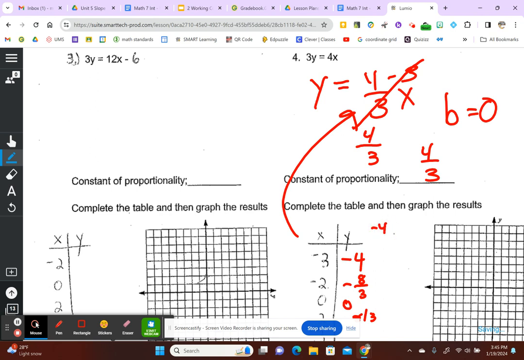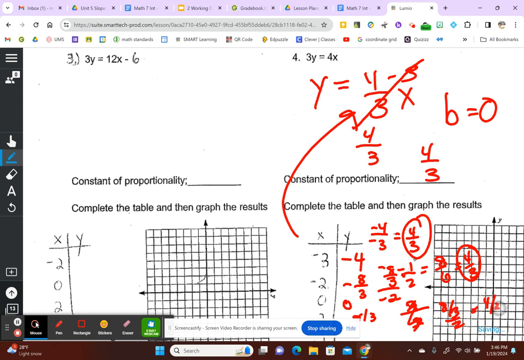Now, when I put -4 over -3, I get 4/3. When I put -8/3 over -2, when dividing, don't ask why, I flip the second and multiply. So this is the same as multiplying by -1/2. That gives me +8/6, which simplifies to 4/3. So 4/3, 4/3. And when I put +2, +8/3 over +2, I also get 4/3.